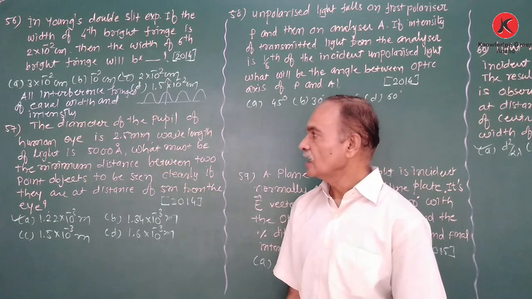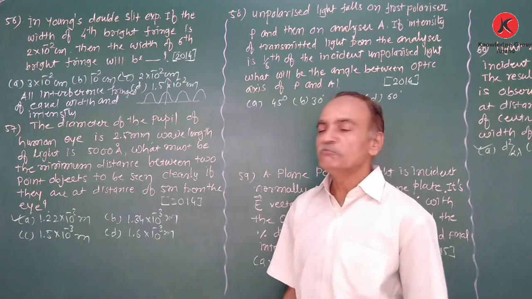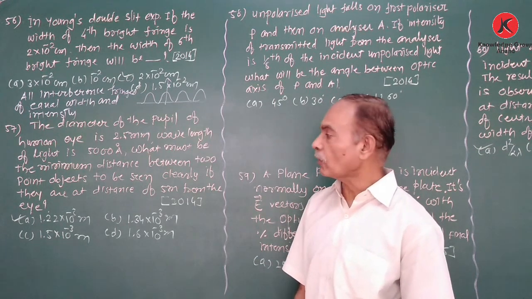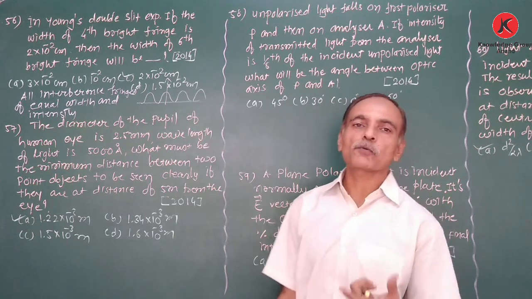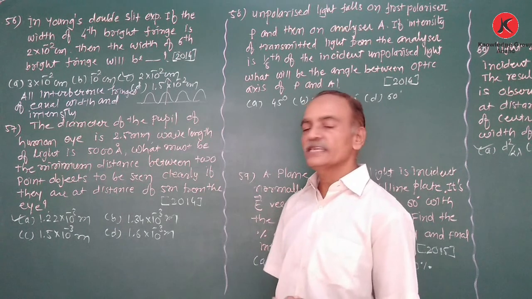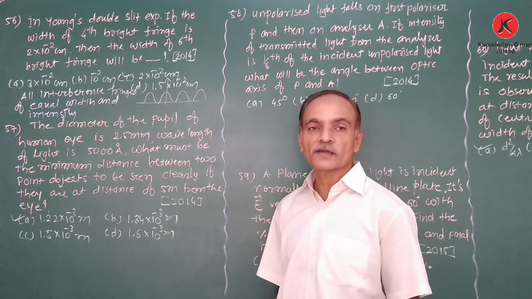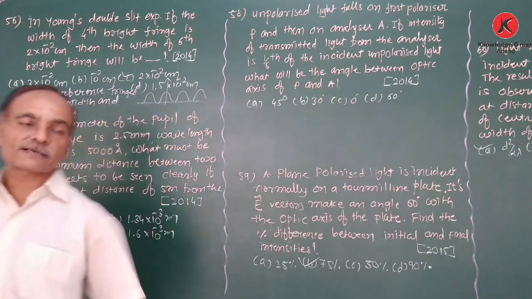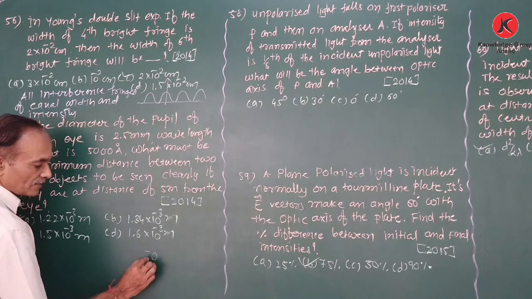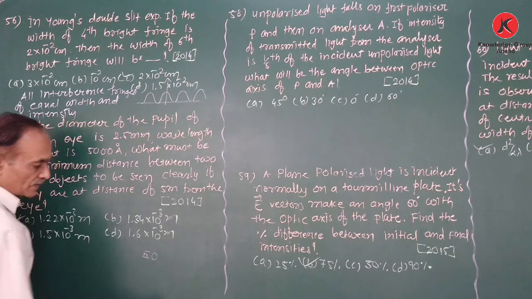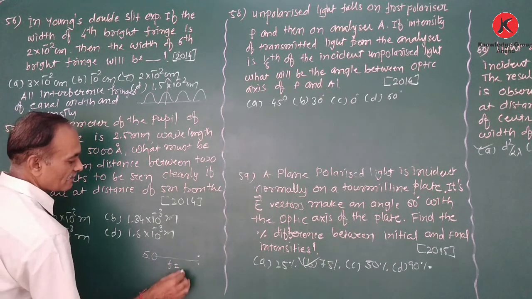After that, the diameter of the pupil of the human eye is 2.5 millimeter, capital D is given. Wavelength of the light used is 5000 angstrom. What must be the minimum distance between the two-point object to be seen clearly? That means the image of these two-point objects we can see clearly, if they are at a distance of 5 meters from the eye. The distance of the object from the eye is given, that is f is equal to 5 meters.